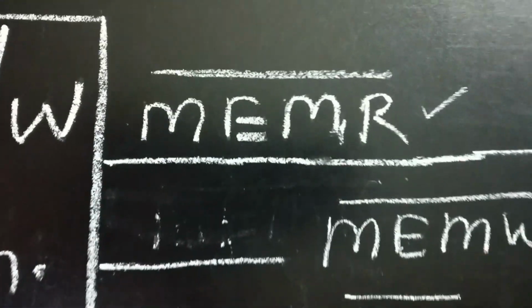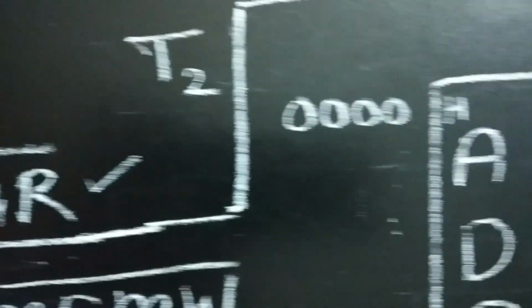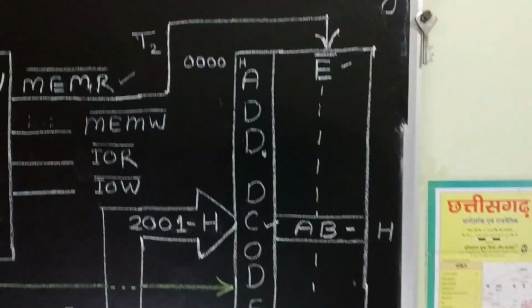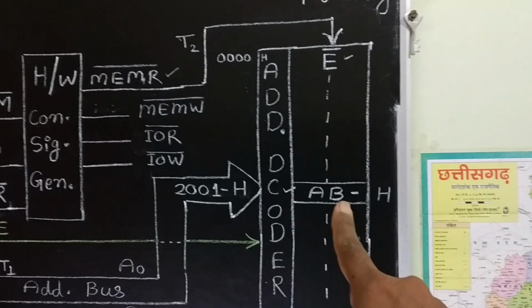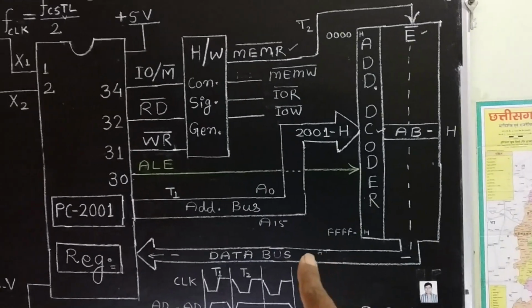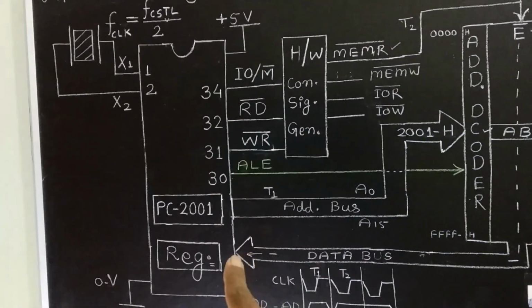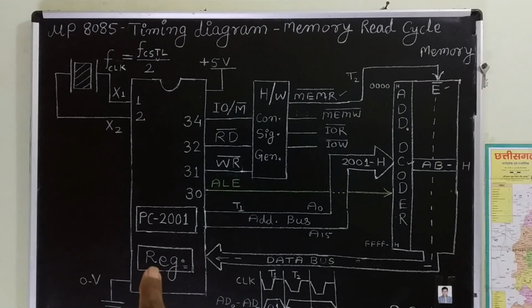So as we have seen, at T1 time the address is activated, and at T2 time the control signal memory read is activated, and it is enabling the memory location, and thus when the memory is enabled, this data content AB will be transferred via the data bus to the destination. This is one complete cycle.